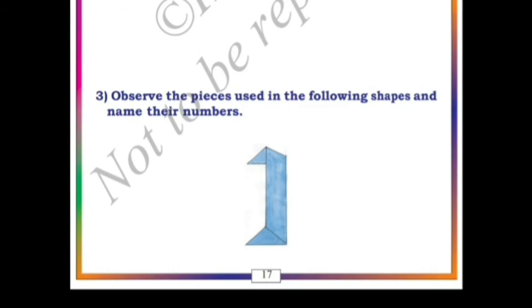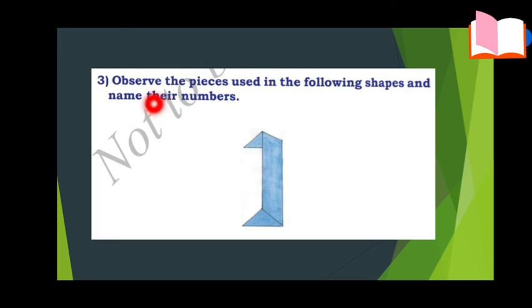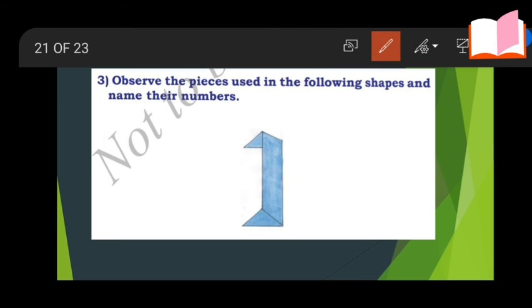Now let's solve the third problem. Students, here they have given a shape and they have asked us to name the number of the shapes. This shape resembles the number 1. So the first shape is the triangle. The second is the quadrilateral. The third is the triangle again.